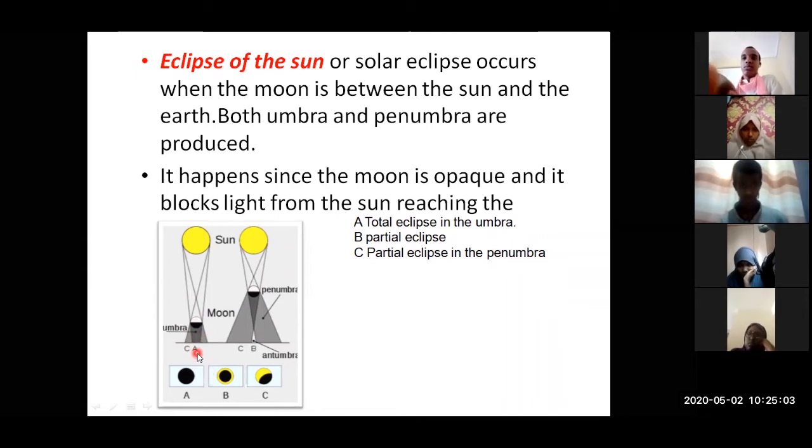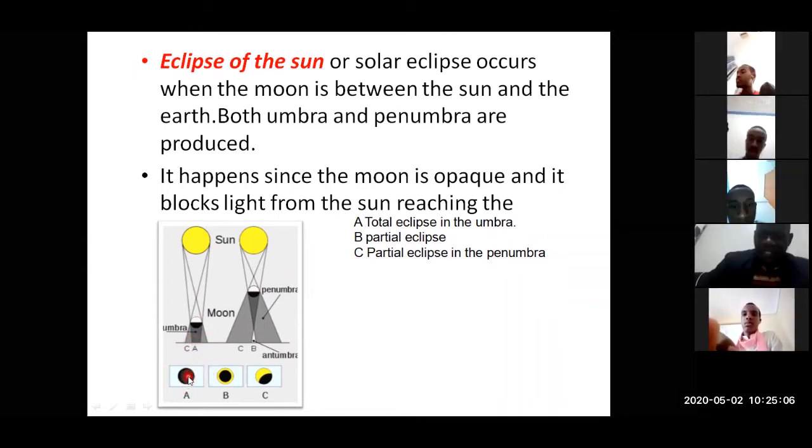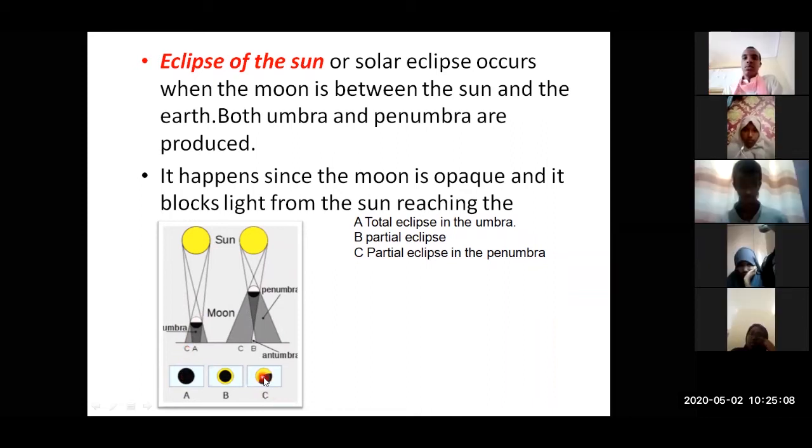So at point A, this center, we have total darkness, but at point C, we can have partial. But at B, if the moon is away from the earth, then we have what we call an annular ring or a ring eclipse. So at point A, total eclipse in the umbra. At this point, the moon is closer to the earth. Then at point B, this is where we are seeing the moon is away from the earth.